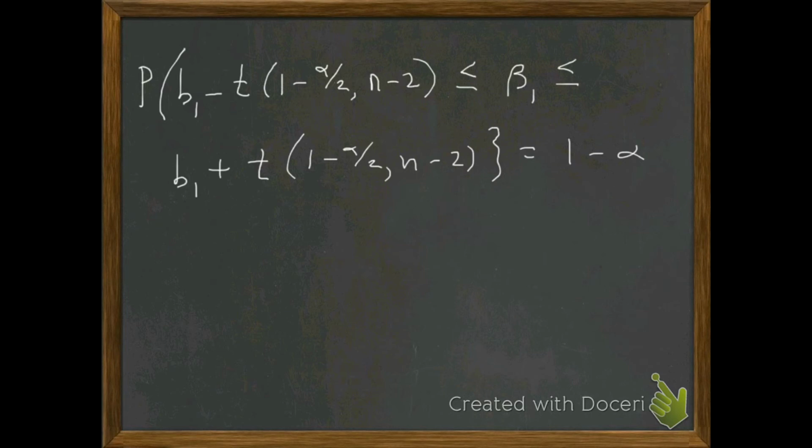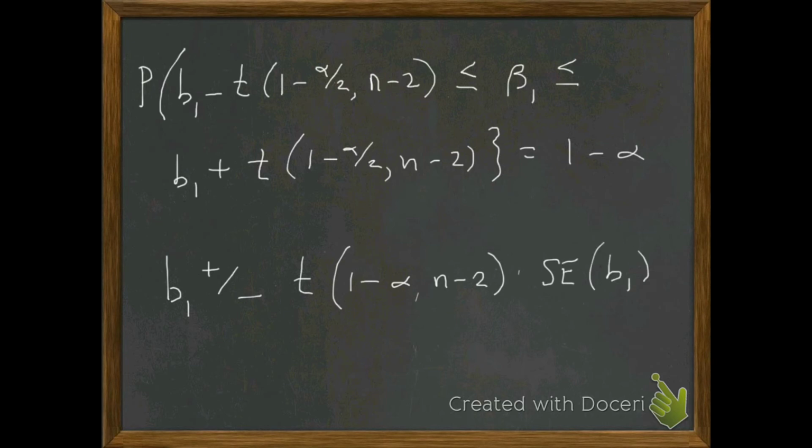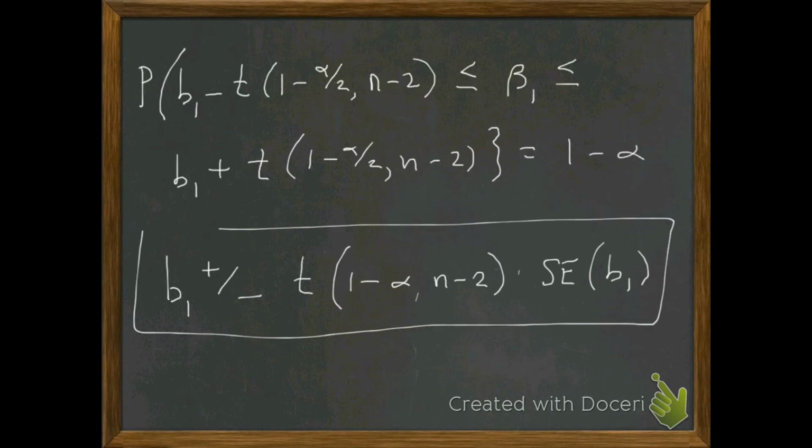So what we can do here is β1 plus or minus t with 1 minus alpha, degrees of freedom n minus 2, times the standard error for B1. So that's exactly what we end up with there.